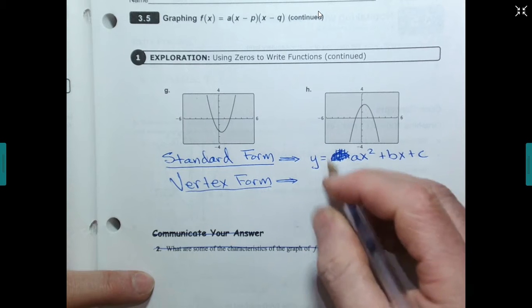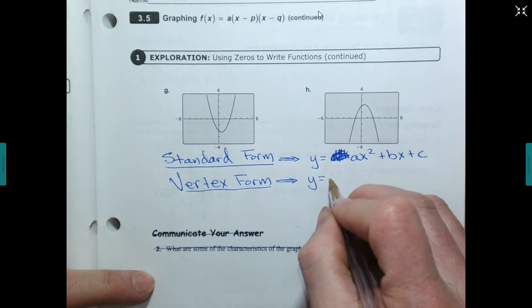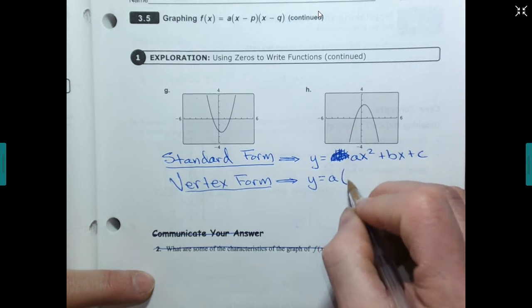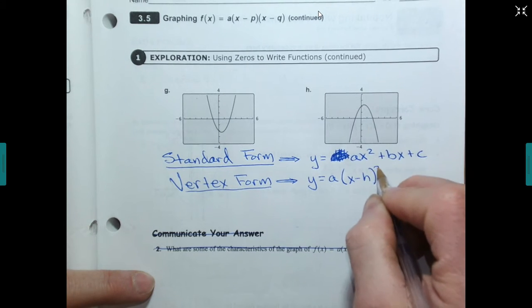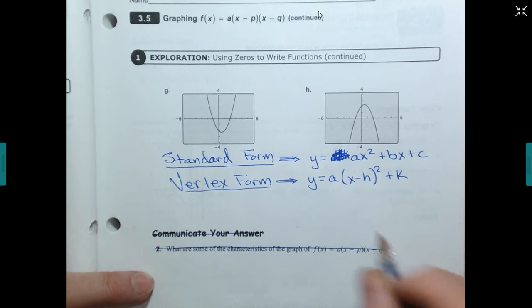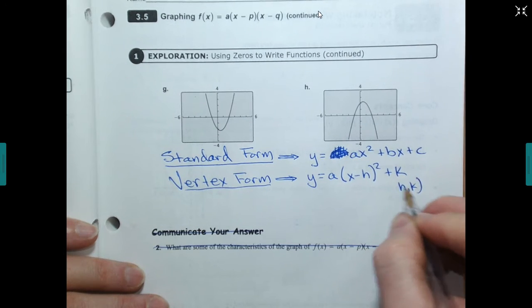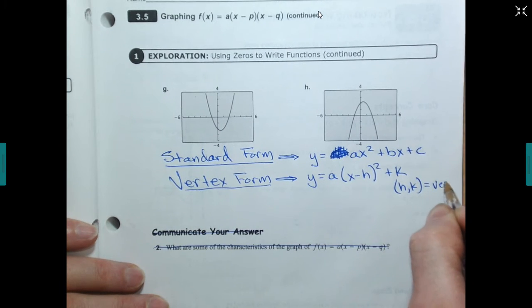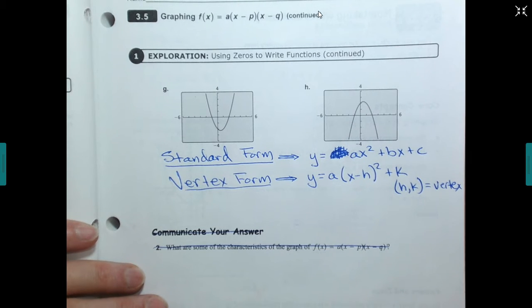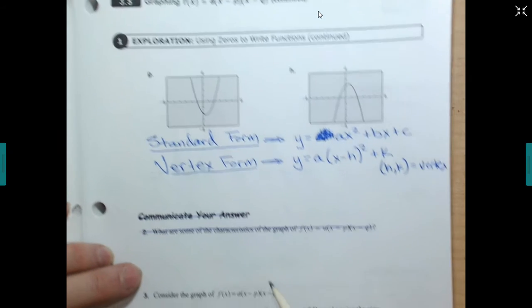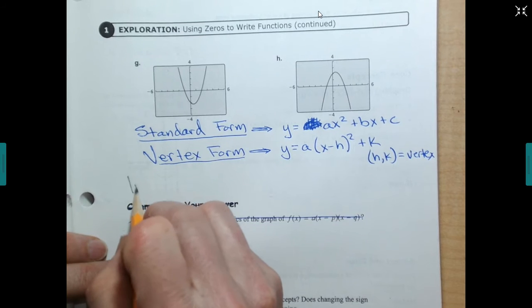Vertex form was where it was written y equals a times x minus h squared plus k, where the vertex (h, k) equals the vertex. But today we are going to explore the intercept form.